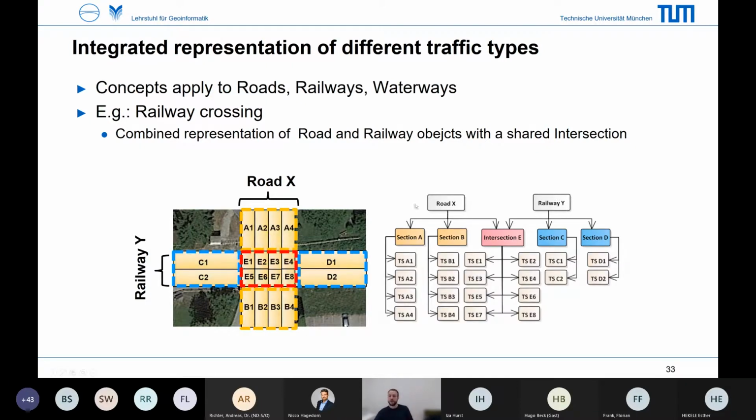And again, each of the sections and intersections can be further split into individual traffic spaces, which can be bound to the ground with individual traffic areas, for example. And using multiple function attributes in this intersection area, for example, it could be indicated that one specific traffic space is part of a driving lane at the same time as it is part of a railway lane, for example.